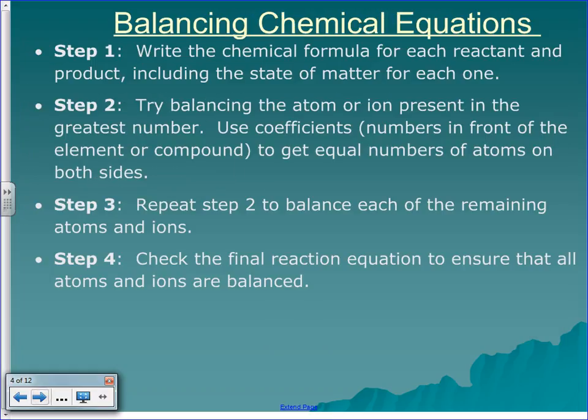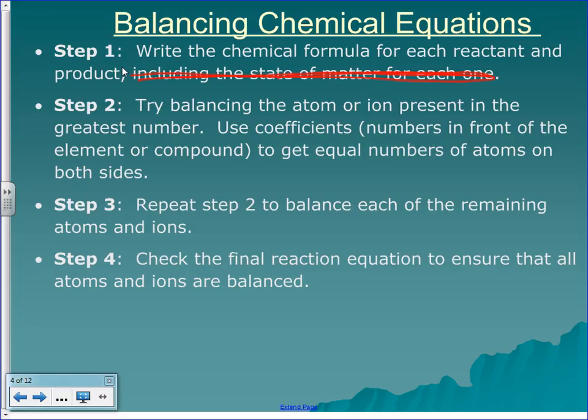Okay, so balancing chemical equations, we've talked about that already. We write the chemical formula for each reactant and product, and we don't have to include the state of matter, so you can cross that part out. So we don't include aqueous, solid, liquid, gas, at least in Science 10 we don't. We try balancing the atom or ion present in the greatest number, and that usually works. There are occasions where it doesn't, and then we might have to go back and forth a little bit from products to reactants to make it work.